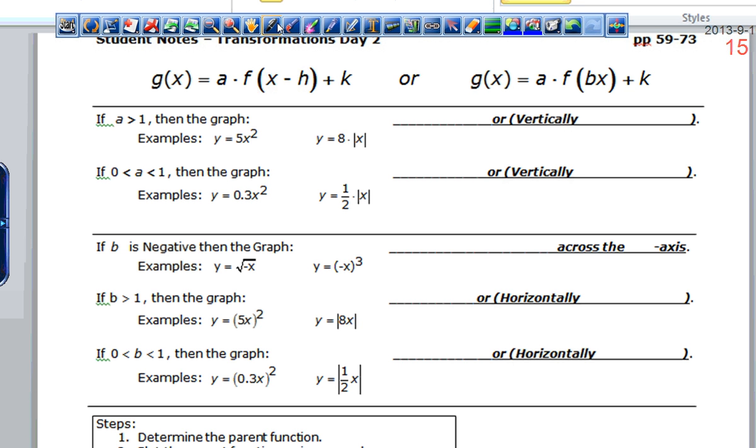A couple other things we had was we moved up or down, and we also moved left or right. Today we're going to be doing a lot of stretching and compressing. In other words, graph gets really skinny, graph gets really wide. That's pretty much all we got.